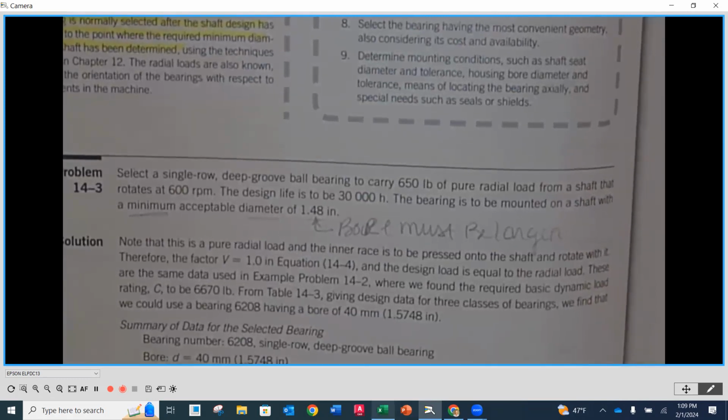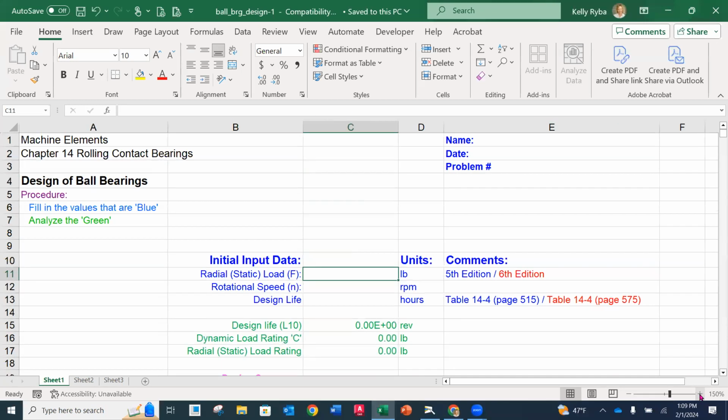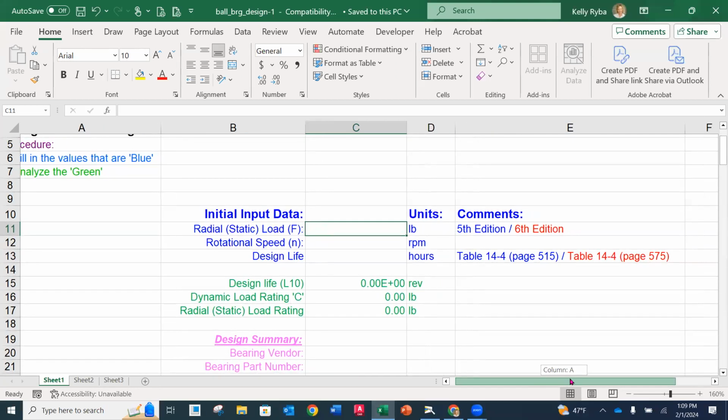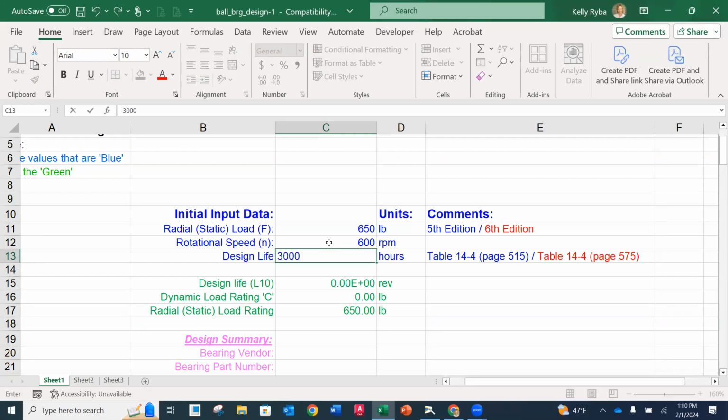So what we're going to do is we're going to go to our Excel spreadsheet and we're going to input this data. Okay. So I'm going to just increase this a little bit so we can see it. Over. So down the C column, this is our same familiar format. Down the C column, we're going to put first our radial static load. Okay, so that's going to be our 650. And notice on the right-hand side, it's pounds. Then we have rotational speed. What is the RPMs that this shaft is going to be rotating at? 600 RPMs. And then the design life in hours they're giving us is the 30,000.